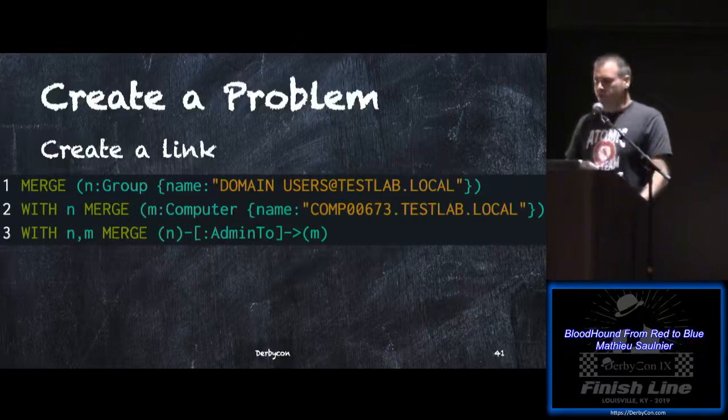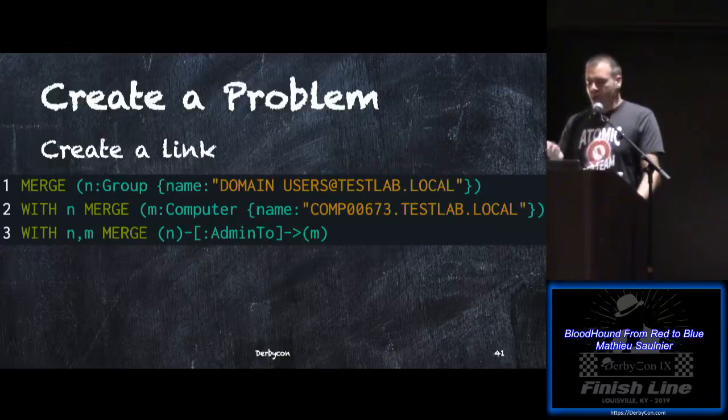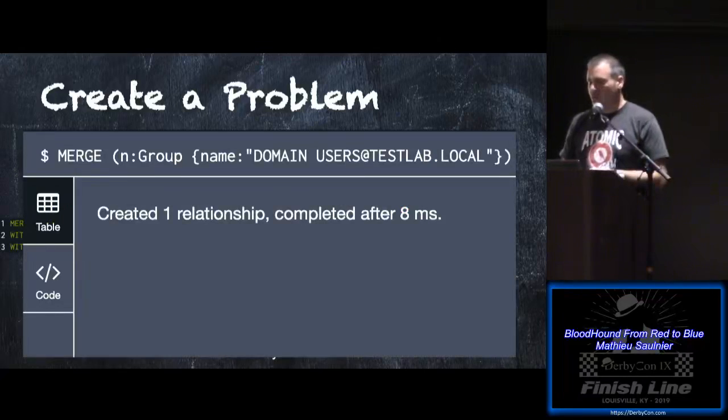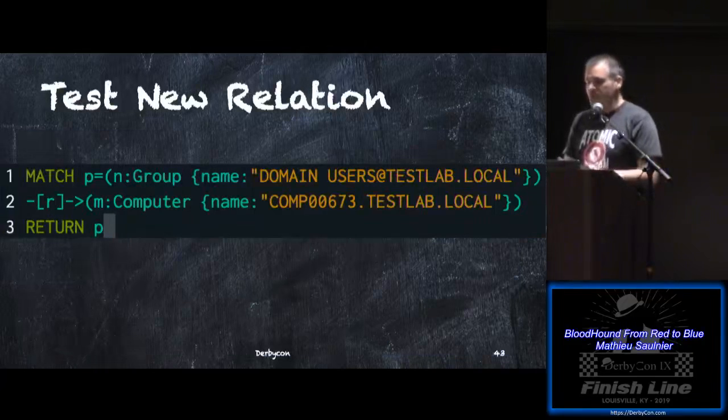First of all, we're going to create a problem. So here's how you would create a link between two objects. You use the merge command between domain users and a computer that is named 673, and then you give admin rights from the group to the computer. When you run that, you'll get that one relationship is created.